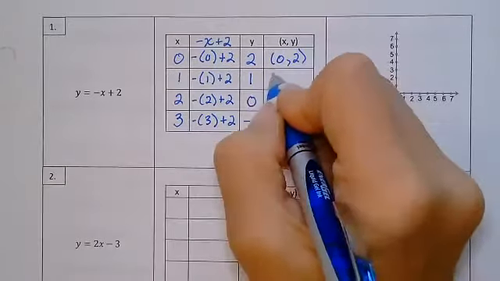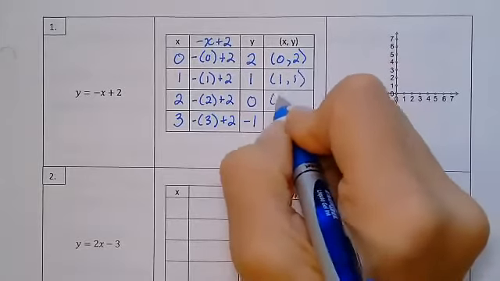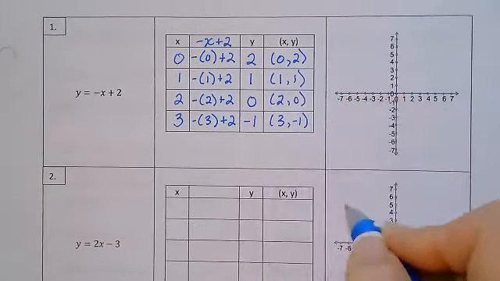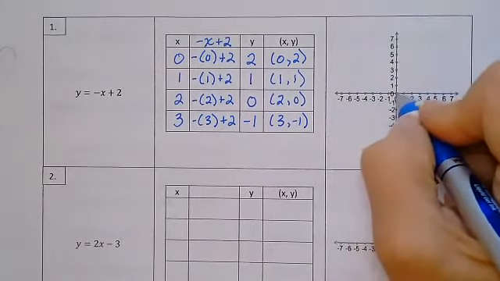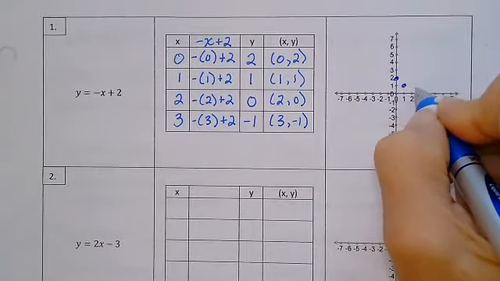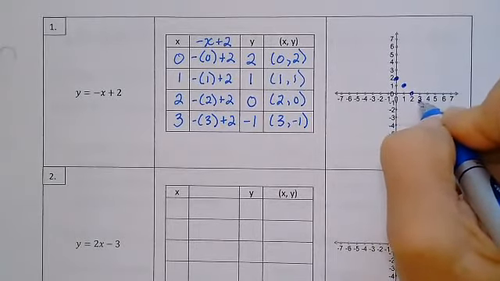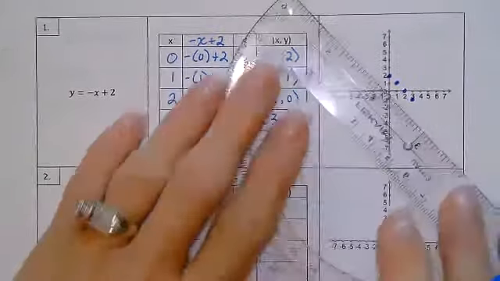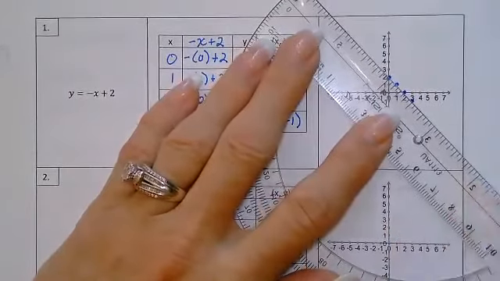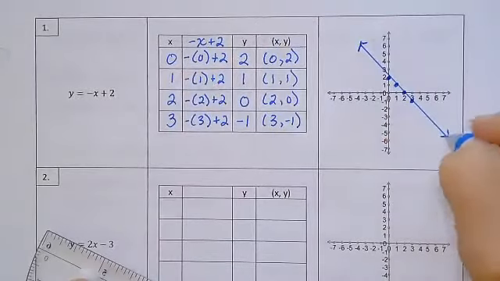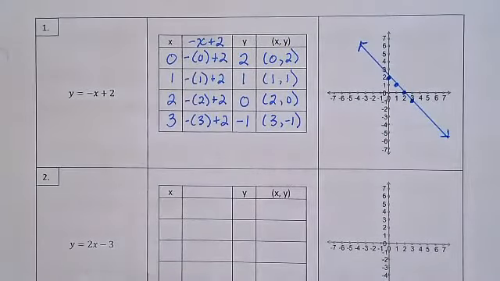Ordered pairs are (0, 2), (1, 1), (2, 0), (3, -1). So this is the graph that represents the table that represents the function.